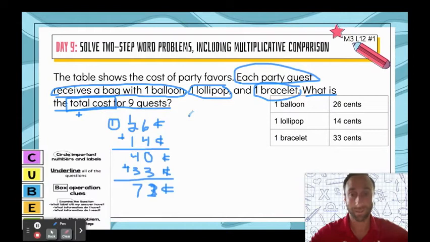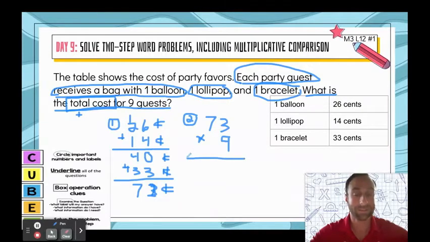So for my second step, I could add 73 9 times, and that would be annoying. That would be repeated addition, right? Adding the same number over and over again. So instead, what I'm going to do is multiply 73 cents times 9. And in this first one here, I will practice the standard algorithm.